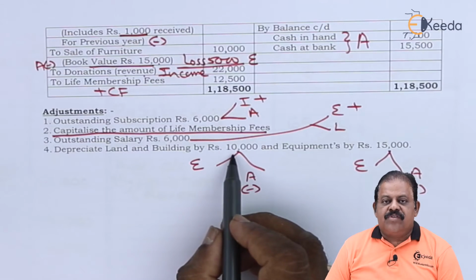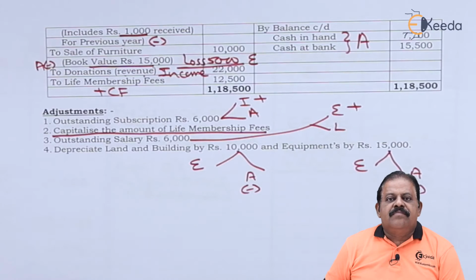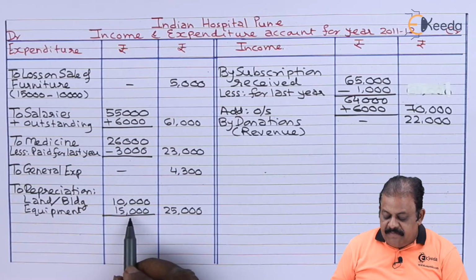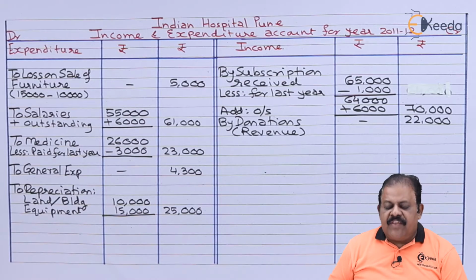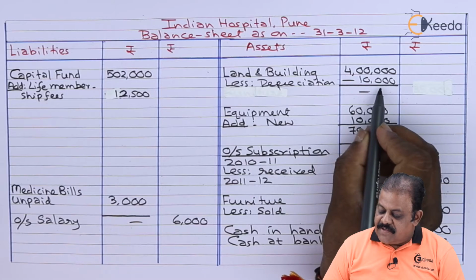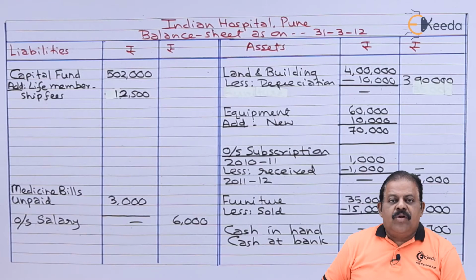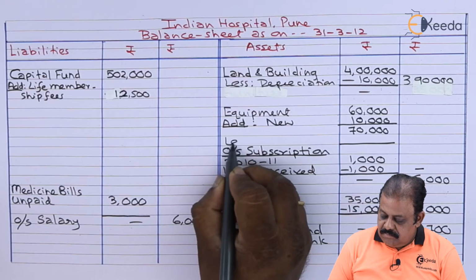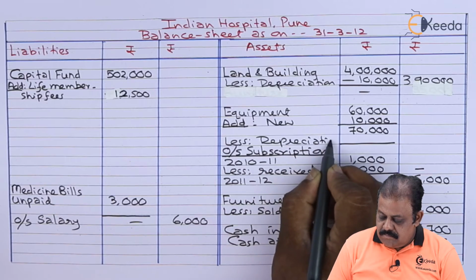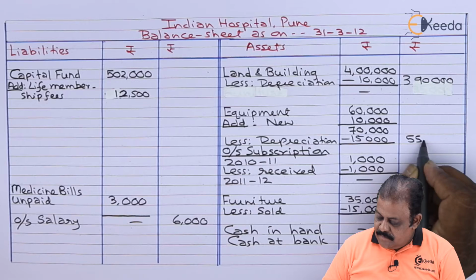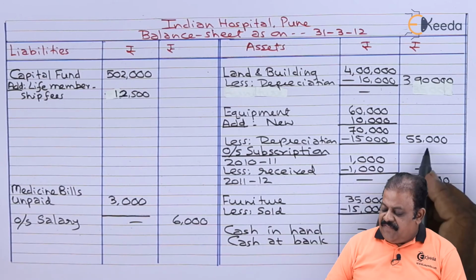Depreciate land and building 10,000 and equipment 15,000. These two depreciations will be recorded as expenditure. Depreciation on land and building 10,000. Depreciation on equipment 15,000. Total depreciation is 25,000. Land and building 4 lakh less depreciation 10,000. Outer column 3,90,000. Depreciation on equipment 15,000. Now net value is 55,000.